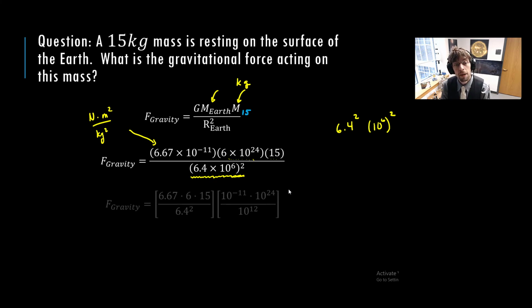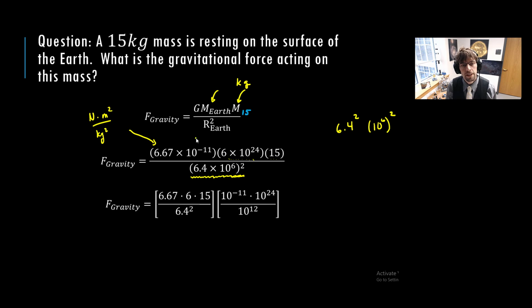Let's pull out the powers of 10. You notice I've taken the 10 to the negative 11th, the 10 to the 24th, and the 10 to the 6th squared, and I've written those all off to the side. The advantage of scientific notation is that if we consider just that right term for a second, we can do that in our head. 10 to the negative 11th times 10 to the 24th, well, I need to add the exponents, so I get 10 to the 13th. Then I divide by 10 to the 12th. That means I subtract the exponents. And so this whole rigmarole right here is just equal to 10.